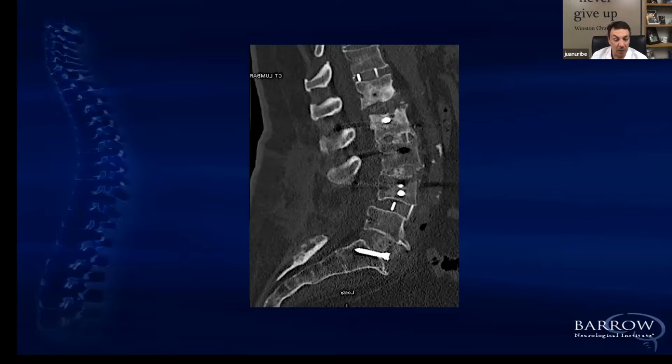So if you really want to give lordosis in one of these levels, you have to do a PSO, which also the open deformity guys hate it because, as you mentioned, the physiologic lordosis is usually at L4-5 and L5-S1, not at the higher levels.